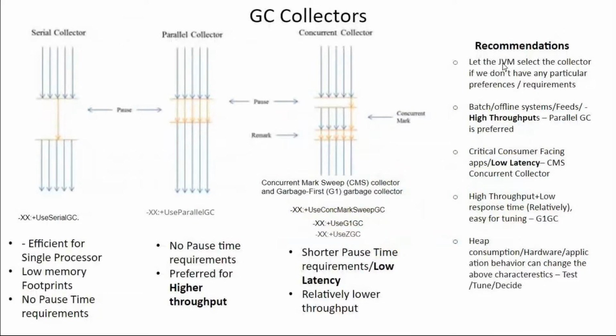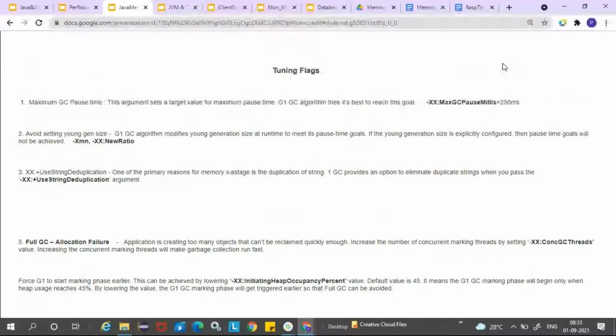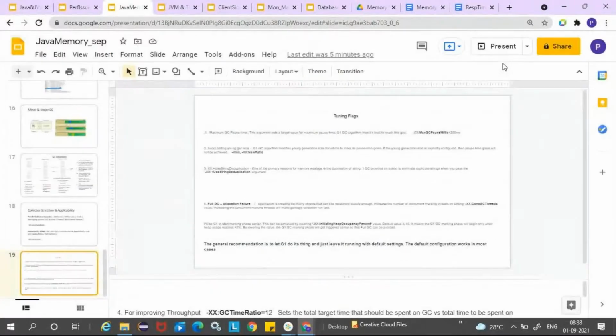What are the different collectors, GC algorithms that are available? When to use which collector? What are the various tuning flags? That is how we are going to go into detail about the memory. Memory itself will be almost a week section going into all these aspects.